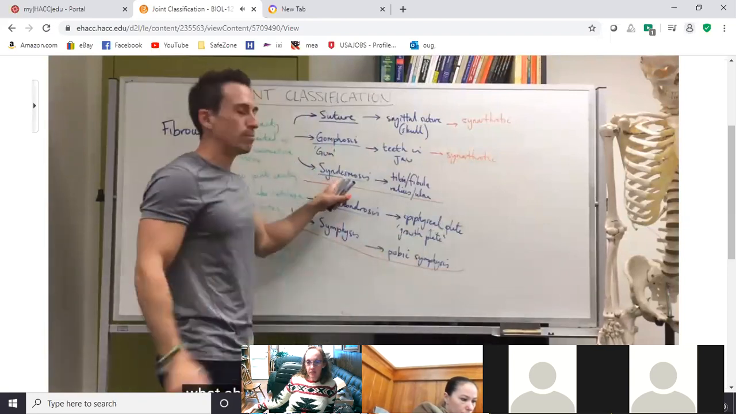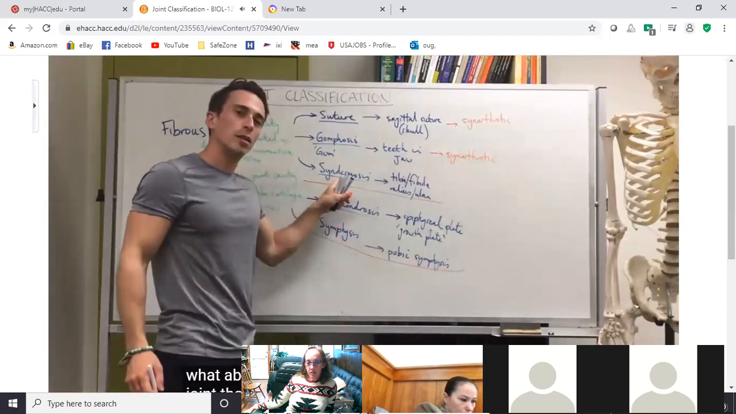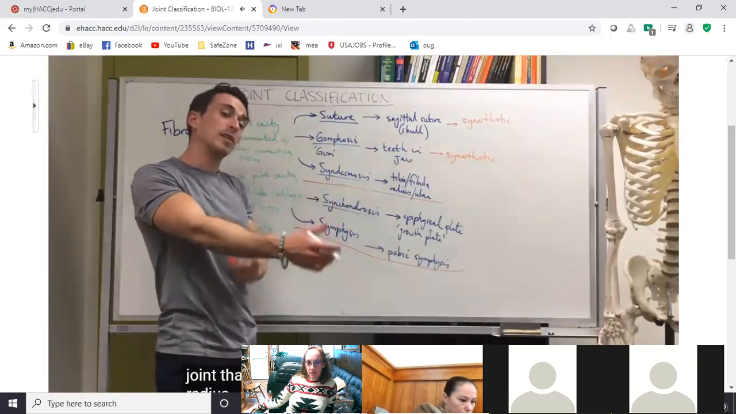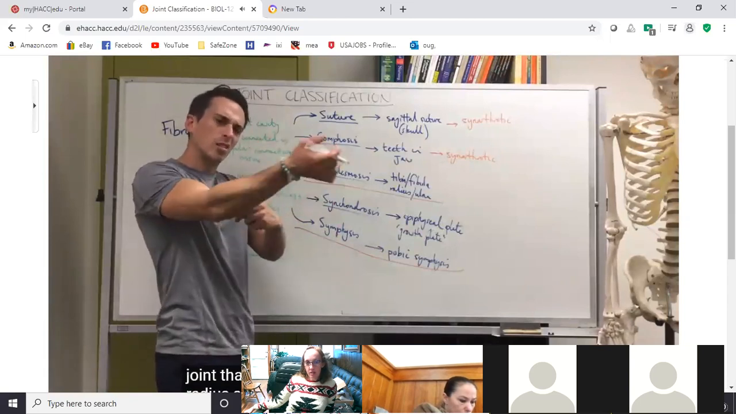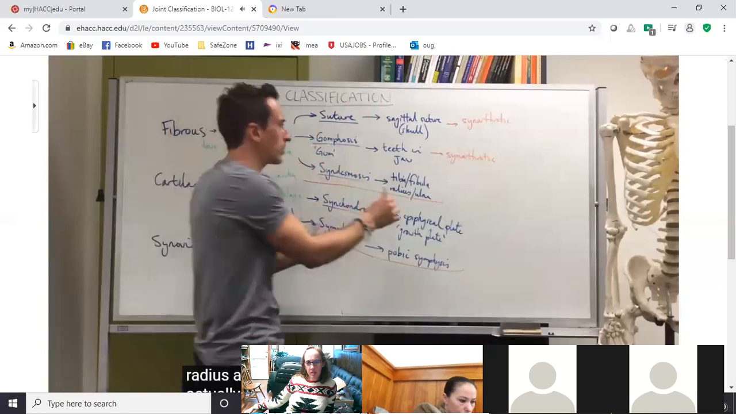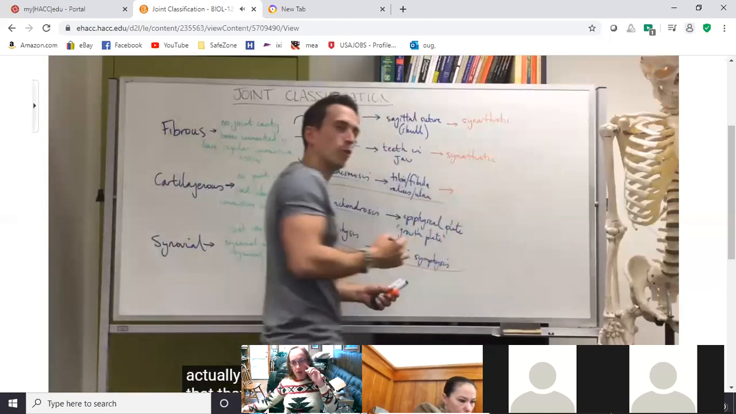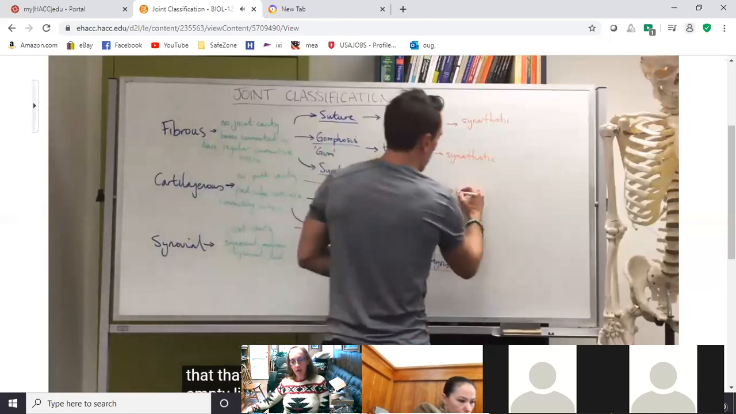What about syndesmoses? What about the joint that's holding the tip of the radius and ulna together? Well, you can actually move those around. So I would say that that's partly movable, which is amphiarthrotic.